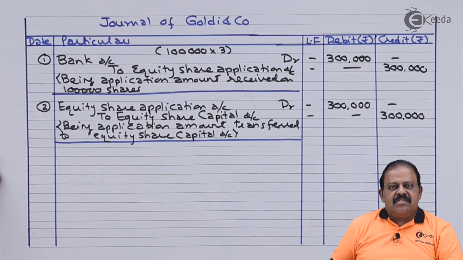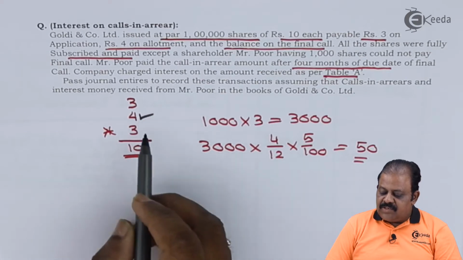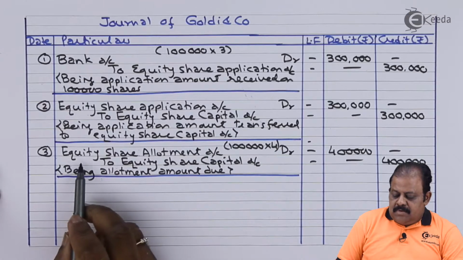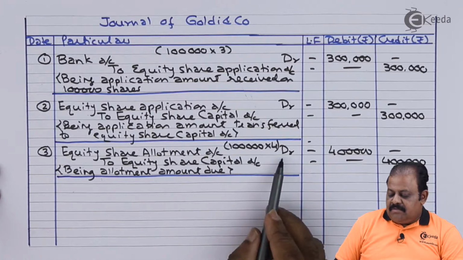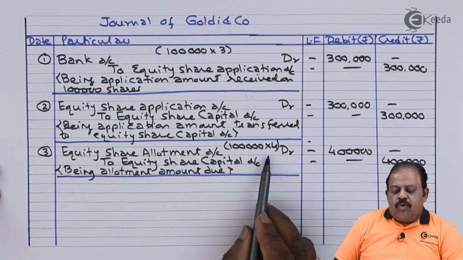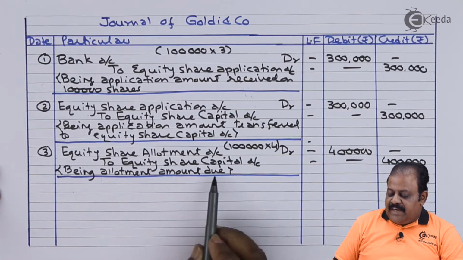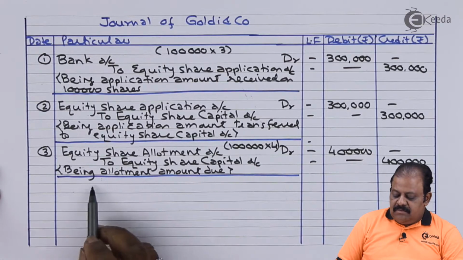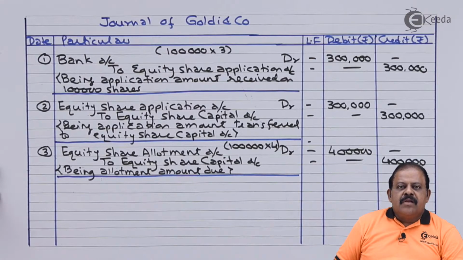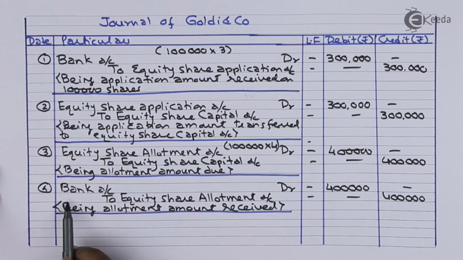Our next stage is the allotment amount demanded by the company, and all shareholders have paid that amount. Allotment amount is rupees 4 per share. Equity share allotment account debit on 1 lakh shares 4 rupees per share, 4 lakhs, to equity share capital account 4 lakhs, being allotment amount due. The company has received the entire amount of allotment. That will be the next entry. Bank account debit to equity share allotment account 4 lakhs.